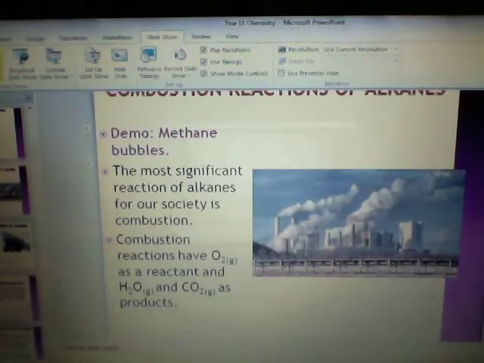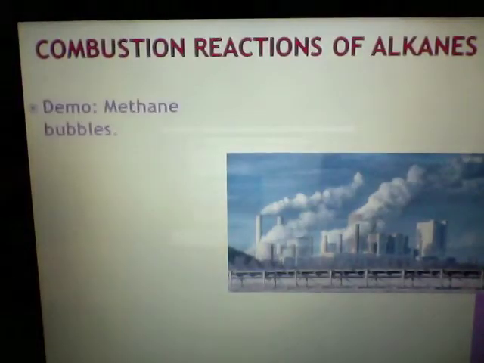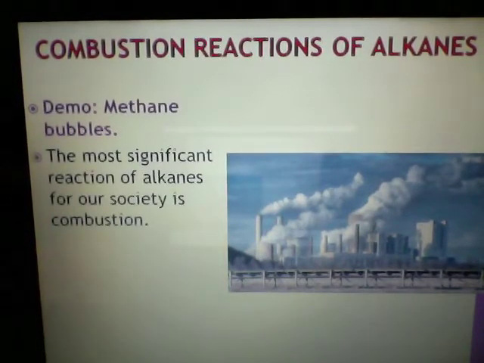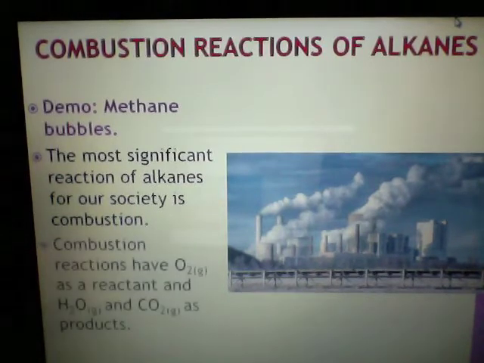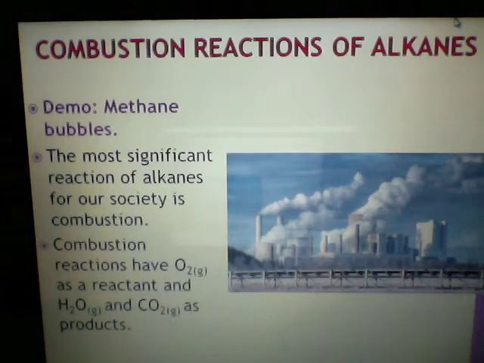Okay, so combustion reactions. We've done the methane bubbles demo. The most significant reaction of alkanes in our society is combustion. Here you can see a refinery, and that's combusting different alkanes, probably coal actually, to produce carbon dioxide and water as the byproducts, which go into our atmosphere. Okay, they have oxygen as a reactant and H2O and CO2 as products.